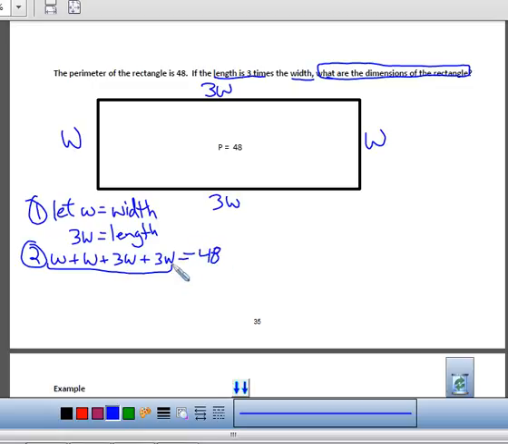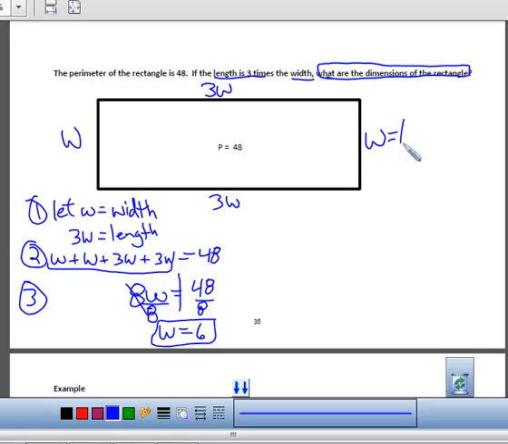Now combine all these like terms. W plus W is 2W, plus 3W plus 3W is 8W. So step 3 is to solve. 8W equals 48. Divide both sides by 8. And W equals 6. So I'm not done. Remember, I've got to do a quick check. Now, the width is 6 inches. Then this is 3 times that, which is 18.